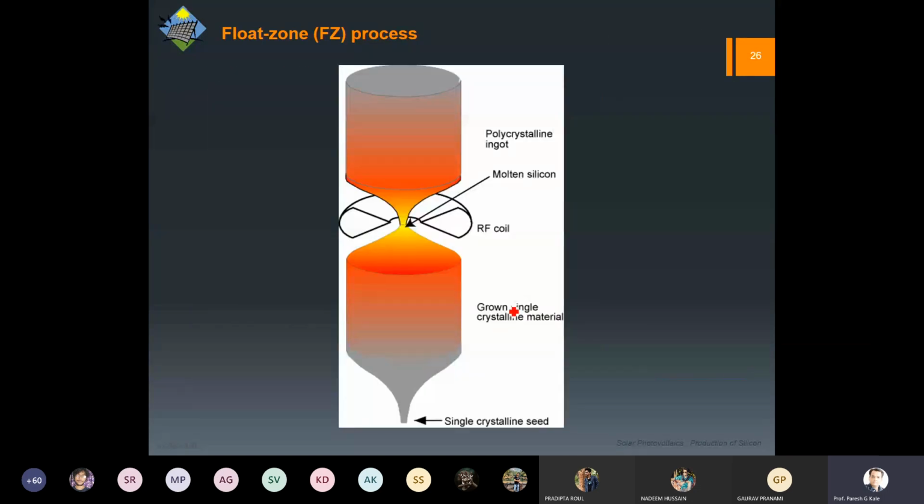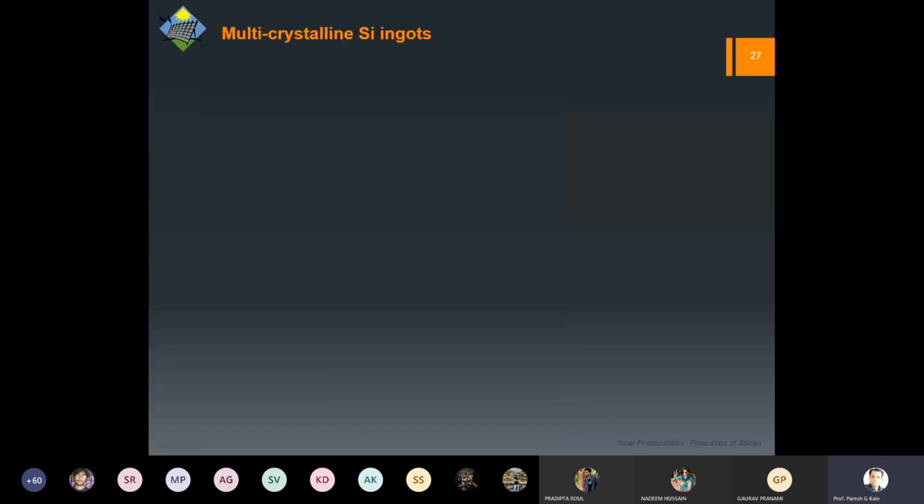This is the arrangement you can see in 3D. One side you have polycrystalline, one side you have the crystalline or EGS material, and this is the RF coil which will be heating here, and you can pass the gas, and it starts cooling down. That is the whole process. So this is how, in 4 steps, we can obtain silicon in the purest form, which we call electronic grade silicon.